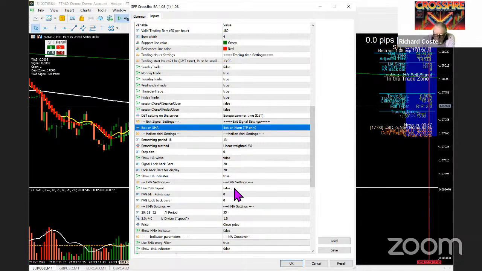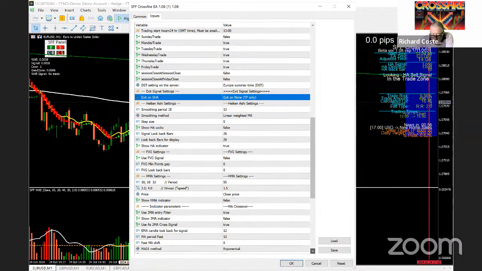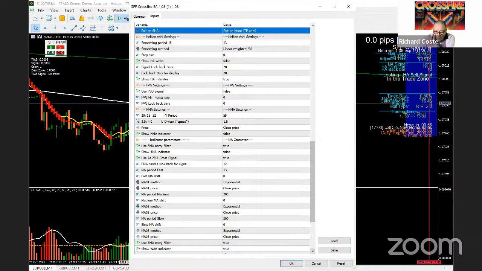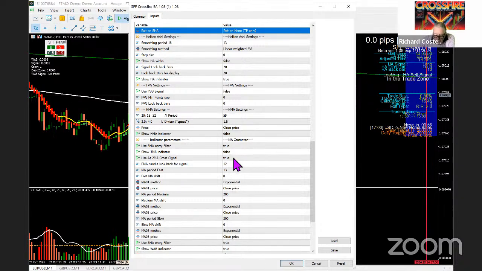FPG settings I've got on false, but you also need to change those 2 numbers to 0. Otherwise, you'll get an FPG indication on your chart, but your trading assistant will completely ignore it. So it's just cluttering the chart for no reason. HMA settings, ignore those. The Crossfire trading assistant does not look at HMA. It looks at MA crossover if you've got this set on true and true.